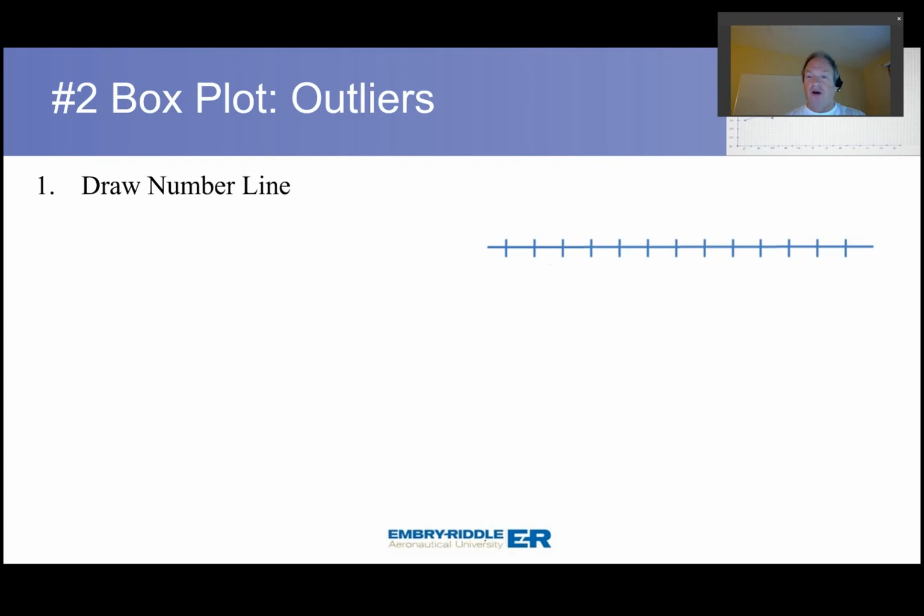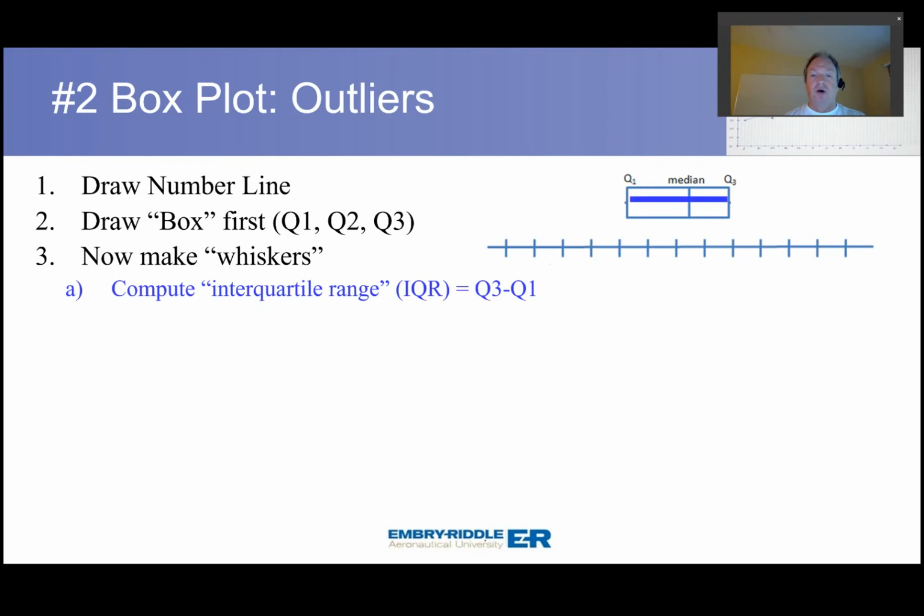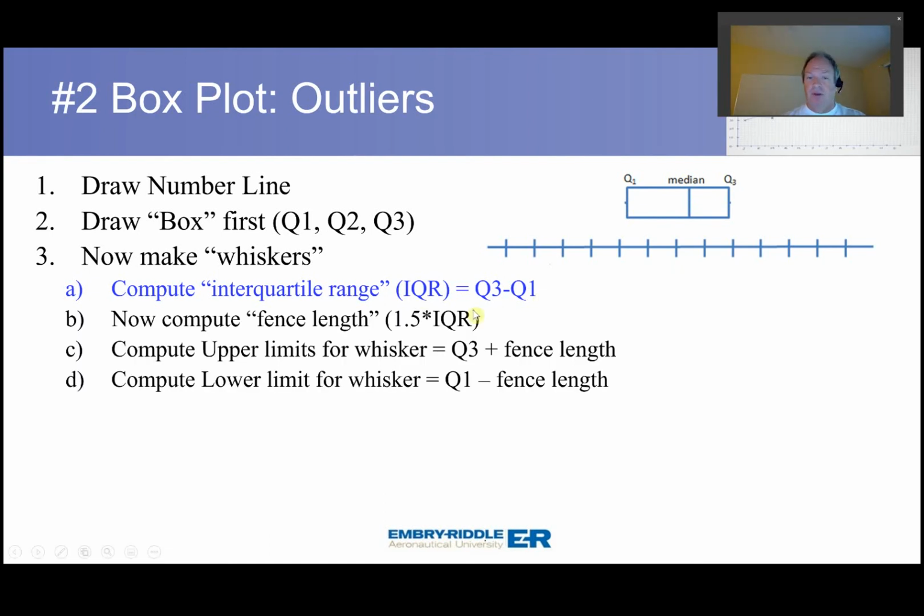So first of all, we draw a number line. We draw our box just like before. And what we're going to do now is compute what we call a fence length. So we're going to start off by computing what we call the interquartile range. It's the range between, inter means between, quartiles. Or in other words, it's the length of the box. And we're going to compute something called a fence length, which is going to be 1.5 times the box length.